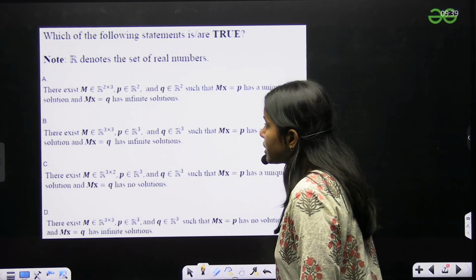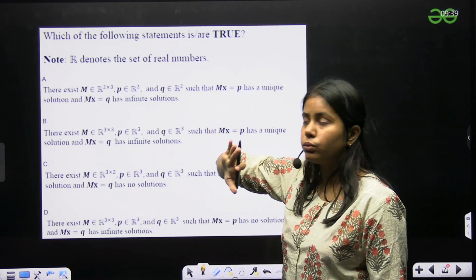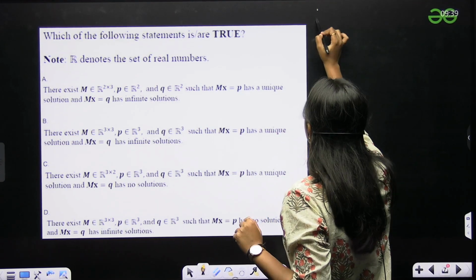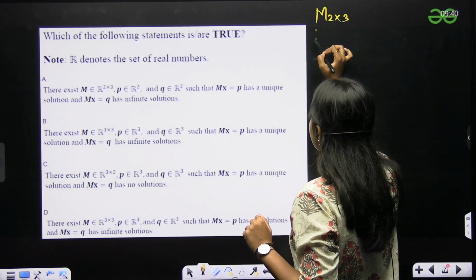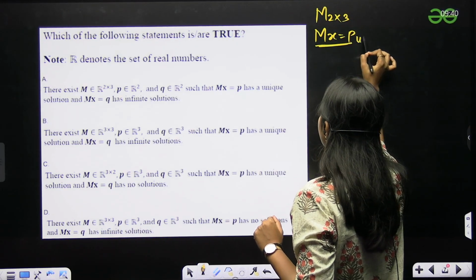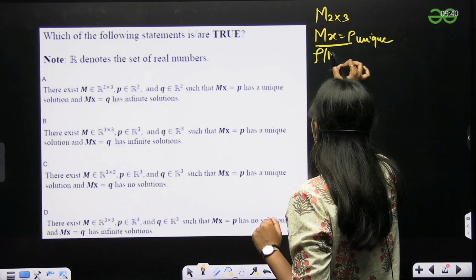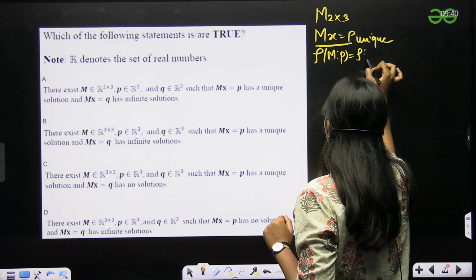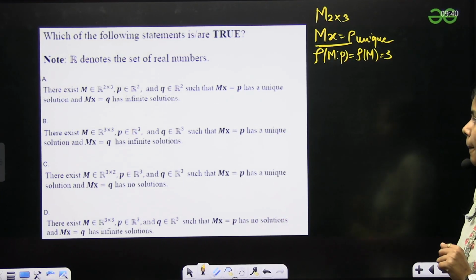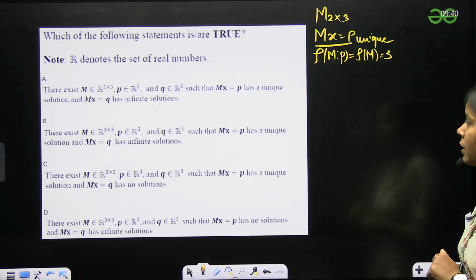They are saying that M is a 2 cross 3 matrix. Which of the following statements is/are true, they are asking, and I have to check all these 4 options. M is a 2 cross 3 matrix, and they are saying that Mx equals P has a unique solution. When would this system have a unique solution? When rank of M augmented P is equal to rank of M, which would be equal to the number of variables, that would be 3.